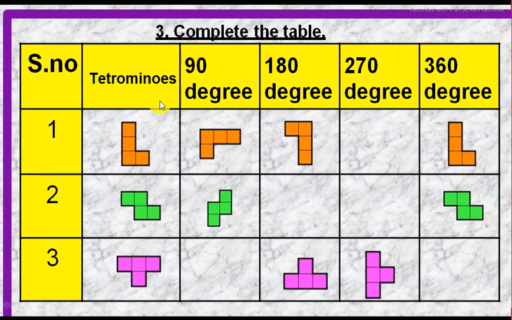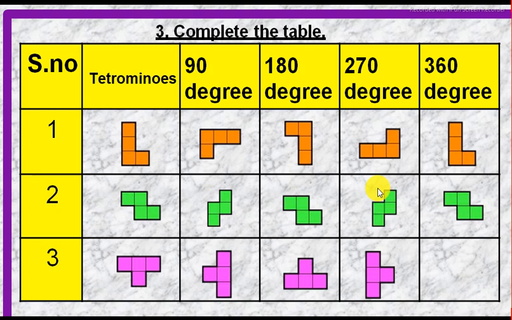Sum number 3. Complete the table. You have the tetrominoes with the angles given. Let's fill it up with the angles. The first one, the second one 180 and 270, the third one 90 degrees, and for 360 degrees, the same as the first image.